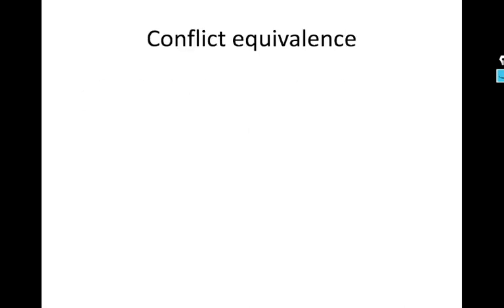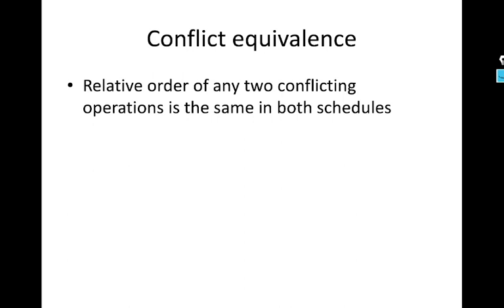So for that, what we do is we have conflict equivalence. We will define some other way to serialize these schedules. Conflict equivalence: two schedules are said to be conflict equivalent if the relative order of any two conflicting operations is the same in both schedules. Then we can say that it is conflict equivalent.